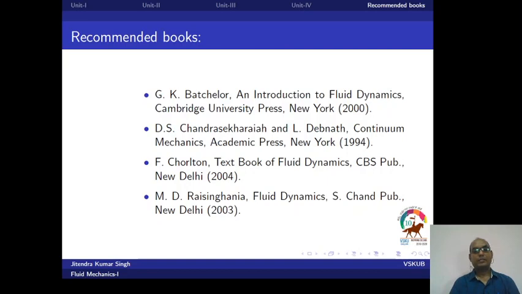We shall also discuss with the help of a book authored by F. Chorlton. The book title is Textbook of Fluid Dynamics. It is published by CBS Publication, New Delhi. And finally, we shall also take the help of the book authored by M.D. Raisinghania, Fluid Dynamics. It is published by S. Chand Publication, New Delhi. So in the next lecture, we shall start the first unit.